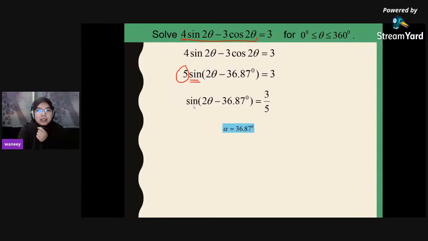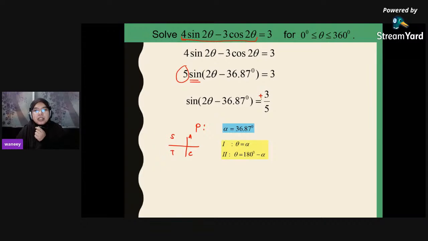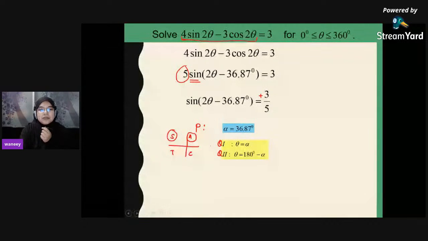Okay, so check the principal angle. So the principal angle is alpha equal to 36.87. So this is for the principal angle. The quadrant: if you draw ASTC, so over here, this is a positive 3 over 5. So we want to get a positive quadrant, so either the first or the second. So that is why we have Q1 and Q2 over here. So the formula for Q1 is theta equal to alpha. The formula for Q2 is 180 minus alpha. So this is for the quadrant, and the third one is for the range.